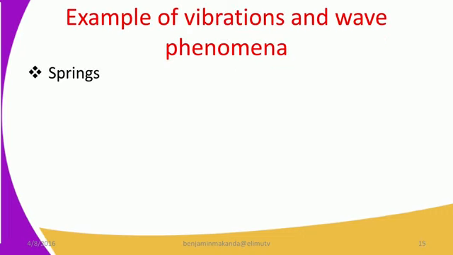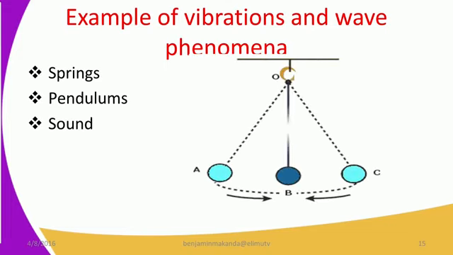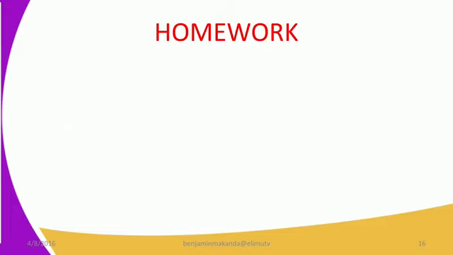Examples of vibrations and wave phenomena include springs, pendulums, sound. So we have a setup here. This setup is for a pendulum. Now a pendulum is just a setup that is used to actually study the wave motion. And in this particular case, the pendulum is placed at point B and then raised to point A and released. From point A, it oscillates to point B up to C, comes back to B and A. So that path traces what we call a wave, and that is wave motion in physics.